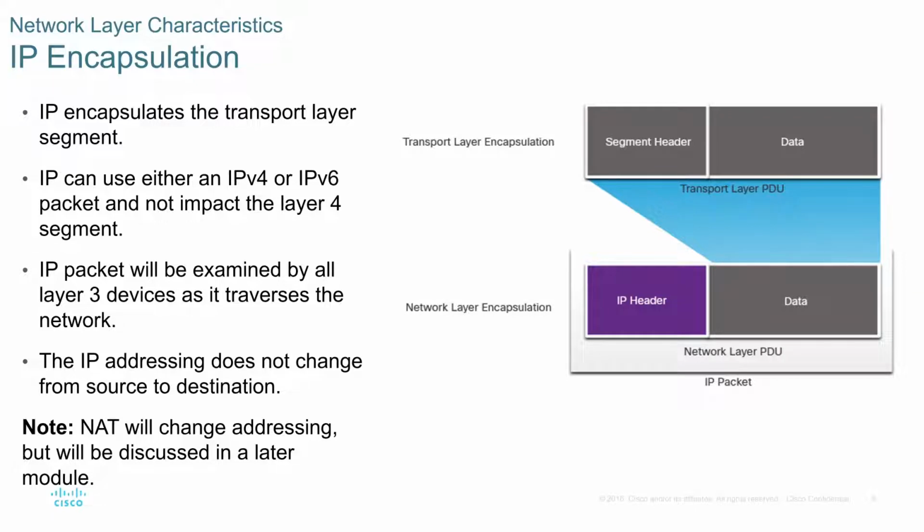Because of the depletion of IPv4 addresses, one of the things that was developed to help alleviate the depletion was NAT, or Network Address Translation. We will not be discussing NAT here. It will be discussed in a later module.